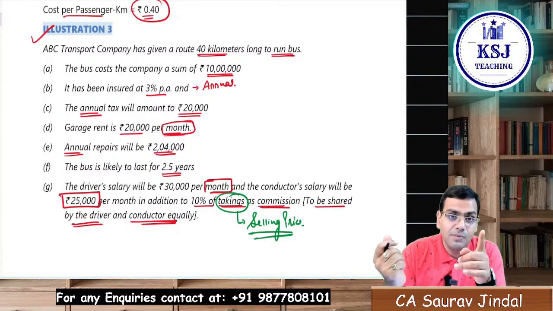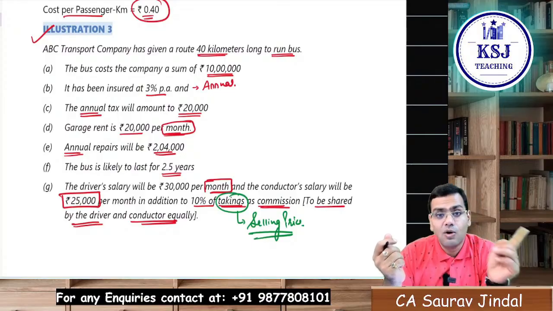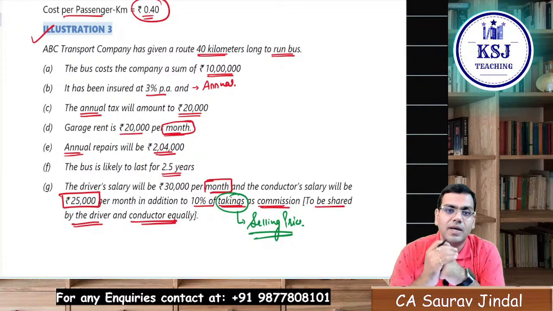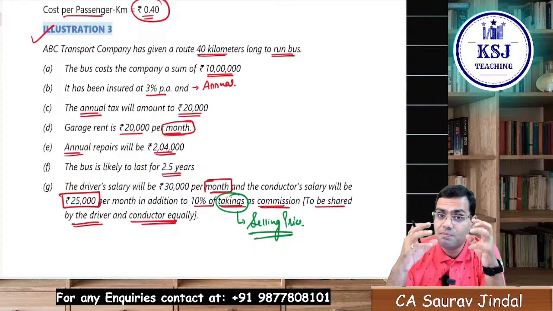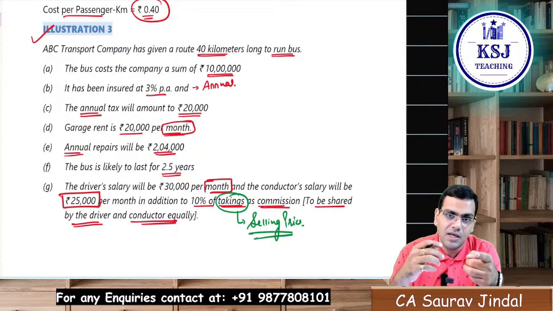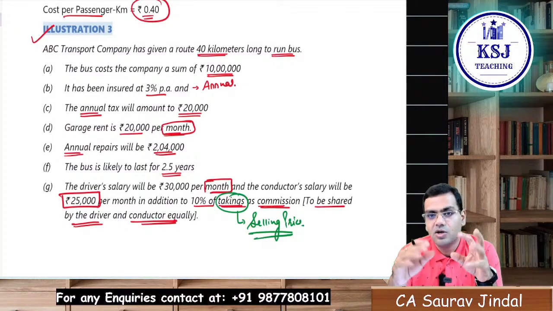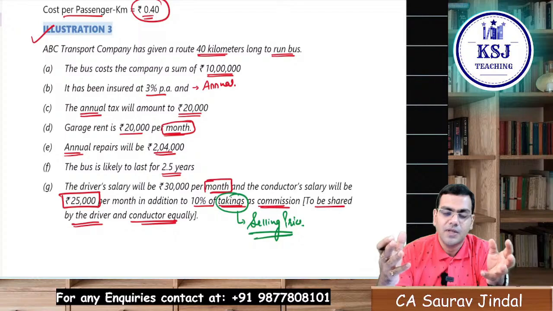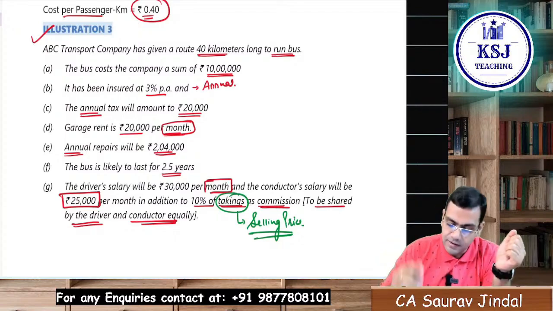The decision will be based on how you are calculating the effective kilometers or the passenger kilometers. If you are calculating the passenger kilometers monthly, then all your cost should be monthly. If you are calculating the passenger kilometers annually, all your cost should be annually. That is the only fundamental here, right?